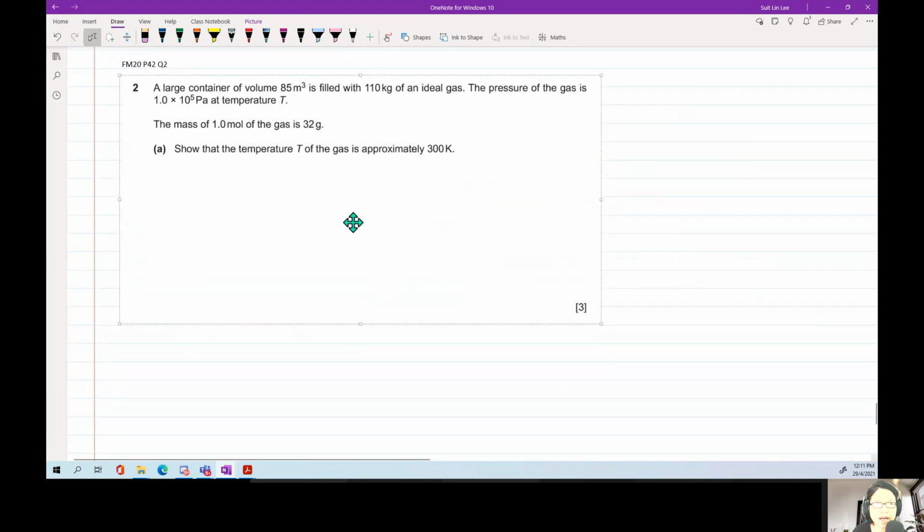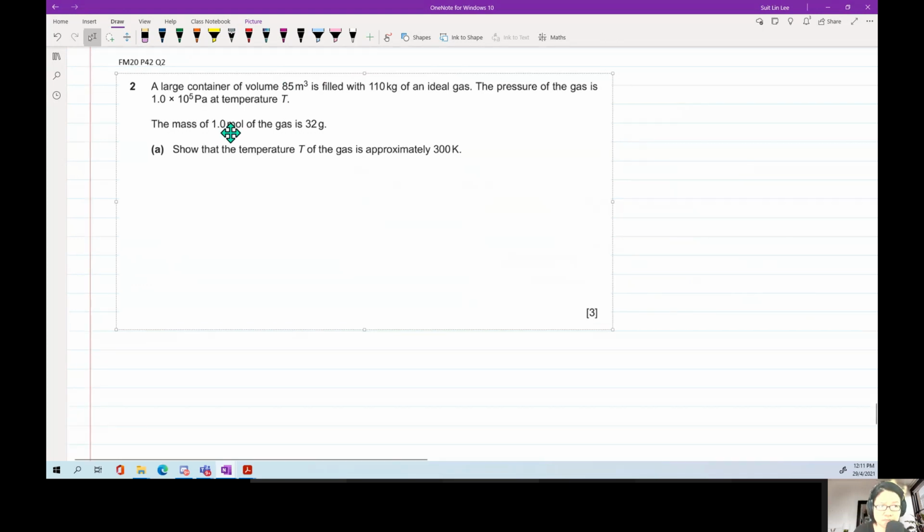Here we have a large container of volume 85 meter cube filled with 110 kg of ideal gas. This is a very big container. Pressure of the gas is 1.0 times 10 to the power of 5 at temperature T. The mass of 1 mole of gas is 32 grams. Show that the temperature of the gas is approximately 300 Kelvin.